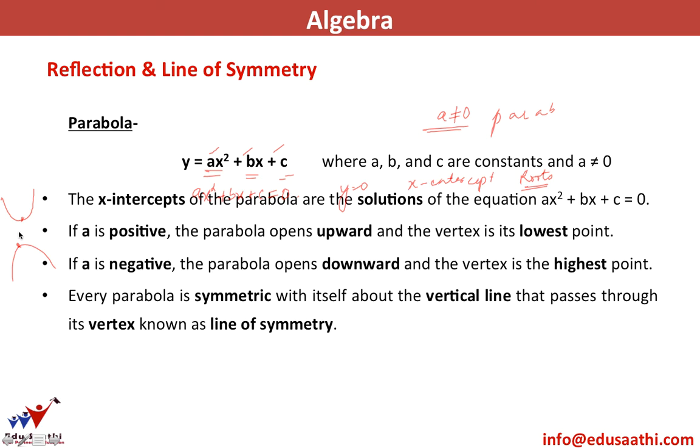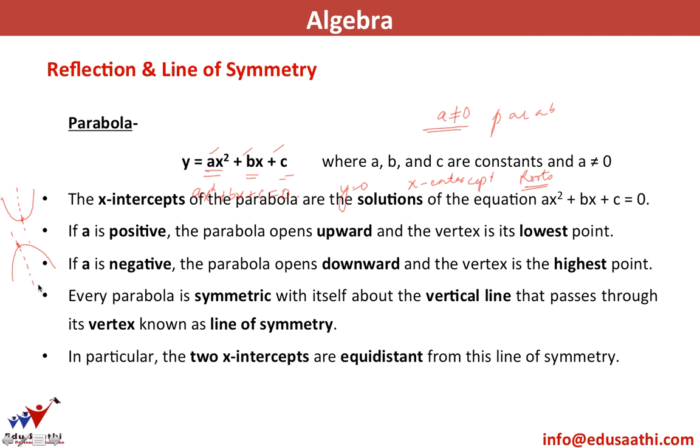Every parabola that we have is symmetric with itself about a vertical line that passes through its vertex, and this vertical line passing through the vertex is known as the line of symmetry. So this line here is known as the line of symmetry. And in particular, the two x-intercepts, or I would say the two roots that I have for a quadratic equation, are equidistant from the line of symmetry. So if I know the line of symmetry, the two roots that I would have would definitely be equidistant from this line of symmetry.